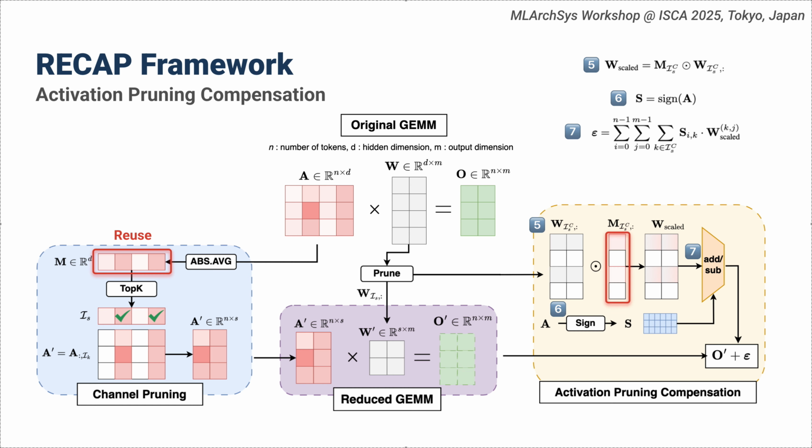We compensate recoverable errors by first reusing the pruning statistics for element-wise weight scaling to produce W scale. Then, sign-guided accumulation is applied to W scale using sign bits from activation elements, which is essentially lightweight addition and subtraction operations, generating a compensation factor epsilon. Finally, the compensation factor epsilon is added to O prime.